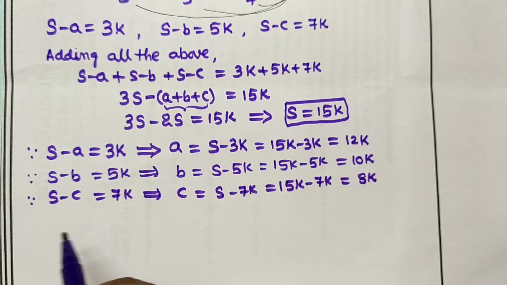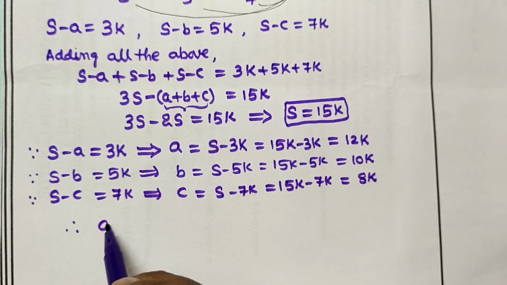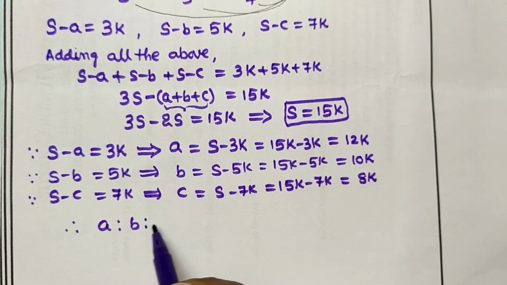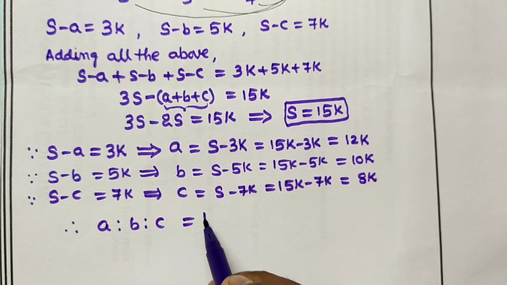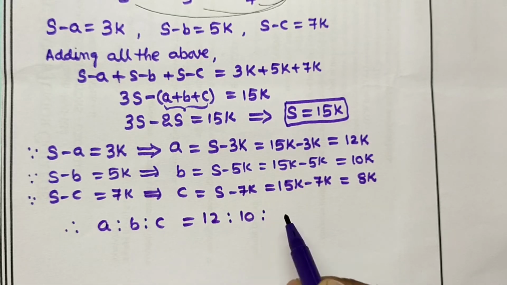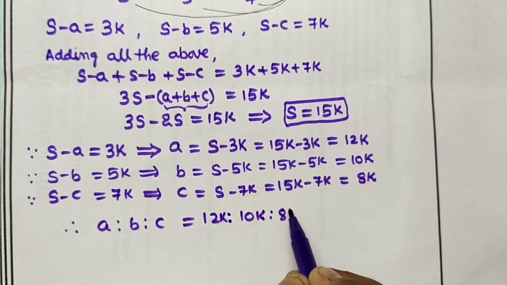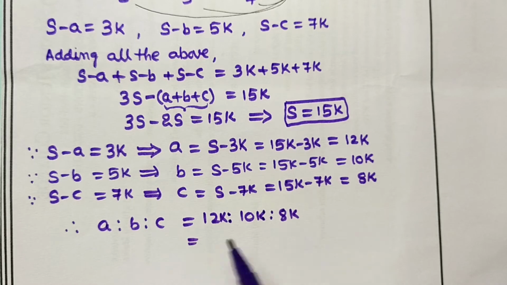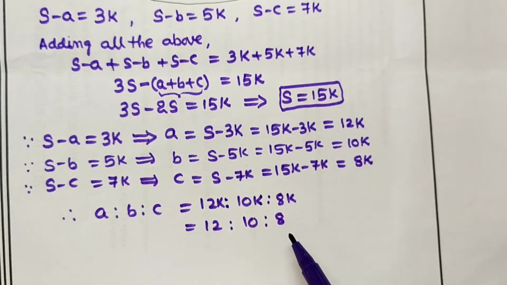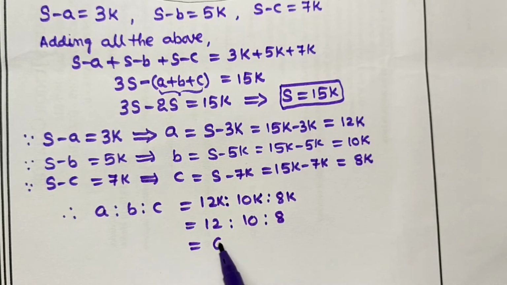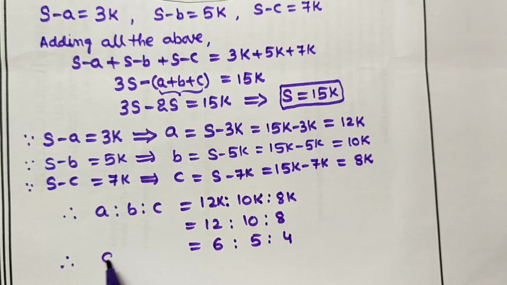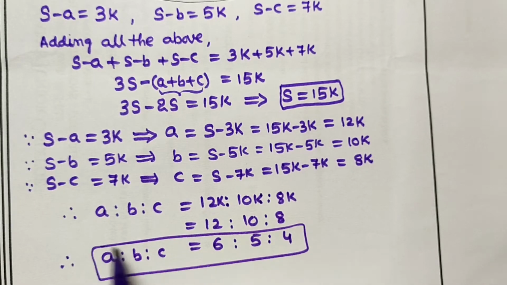Therefore, a is to b is to c equal to 12k is to 10k is to 8k. K is common in all the terms, we can cancel it. So 12 is to 10 is to 8. Also dividing by 2, 2 6s are 12, 2 5s are 10, 2 4s are 8. Therefore, the ratio of small a is to small b is to small c is 6 is to 5 is to 4.